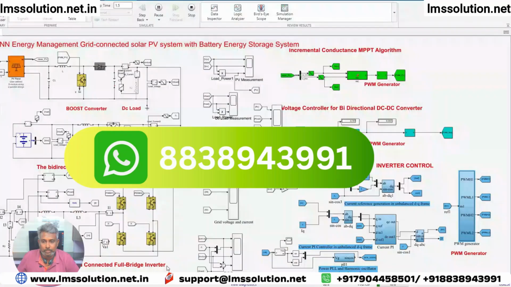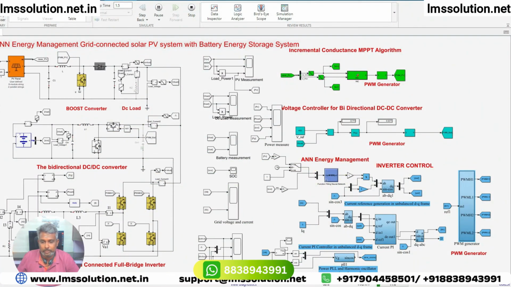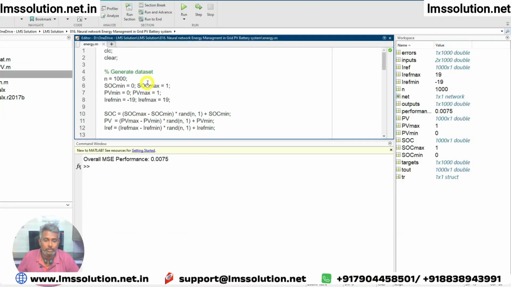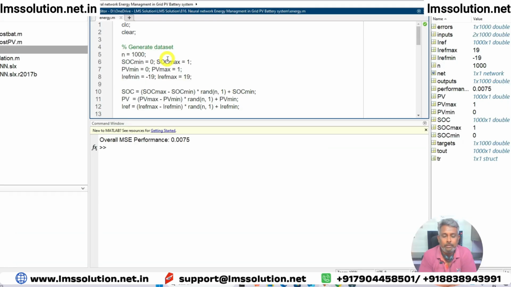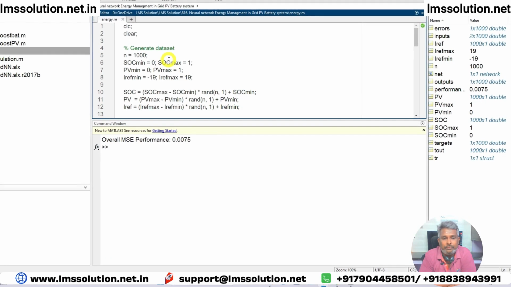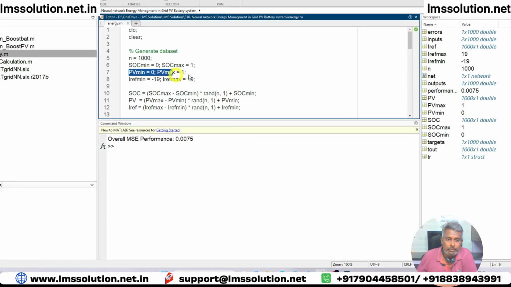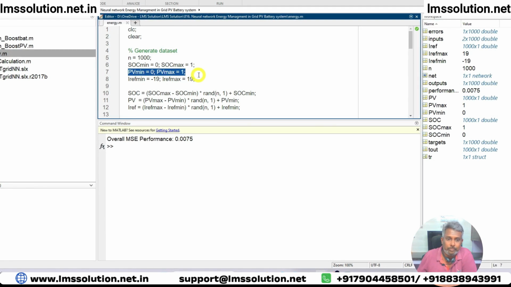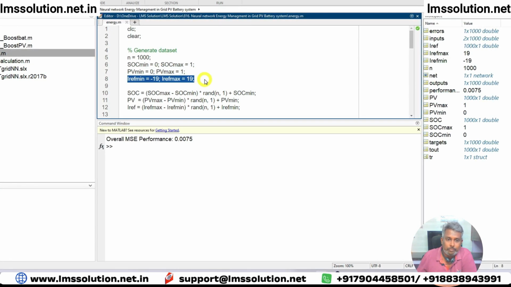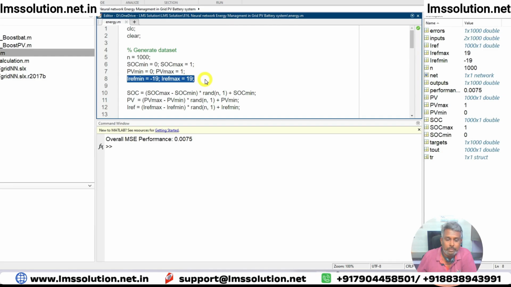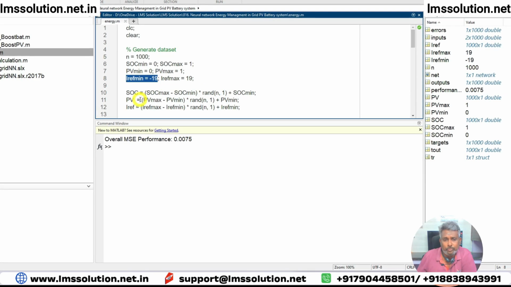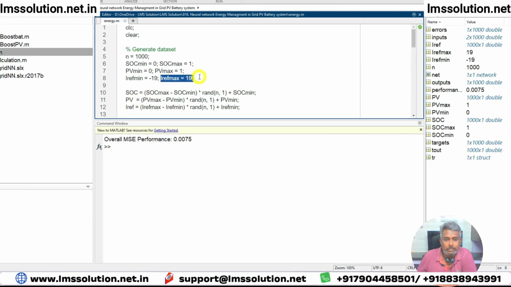Before that, I am going to explain how that ANN is trained. For that, we have code. This is the code for training of the ANN. I already told you the inputs of the ANN will be the SOC of the battery and the PV power. The output of the ANN is the reference current. This is the SOC of the battery, between 0 and 1. This power of the PV is between 0 and 1, so we consider the per unit value. The reference current is between minus 19 and plus 19. Minus indicates that we are taking power from the grid. Positive indicates that we are sending power to the grid.